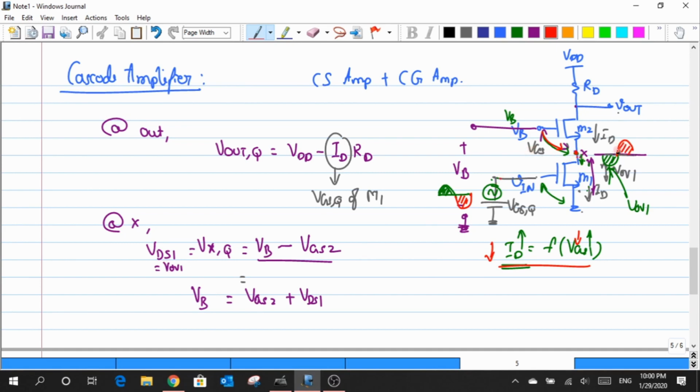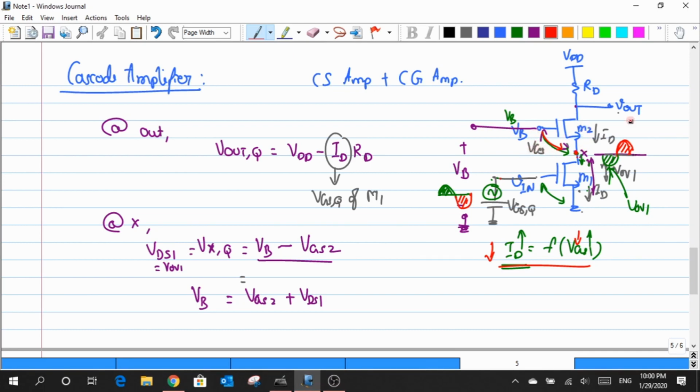The moment I increase the value of this positive peak across the node X, what is happening is that I'm trying to reduce the value of VGS2 here. Now, there is a minimum voltage that I need to have such that a certain amount of current flows through this M2 circuit, right? So that minimum value is nothing but VTH.